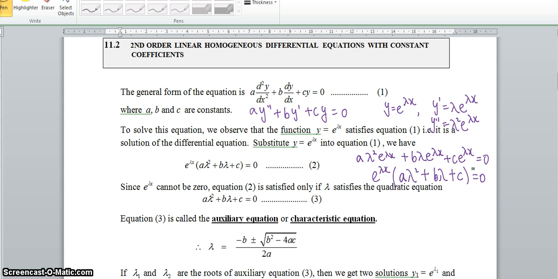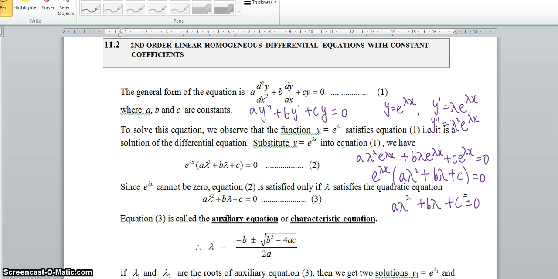Let's observe this equation for a second. It's a product of e to the power of lambda x and a quadratic expression, and this product is equal to 0. So let's pause for a second. Is it possible for e to the power of lambda x to be 0? Well, in fact, it's not, because this is an exponential function. No matter what the value of x is, you'll never ever get 0. So what does it mean? It means from this equation we actually derive a lambda squared plus b lambda plus c is equal to 0.